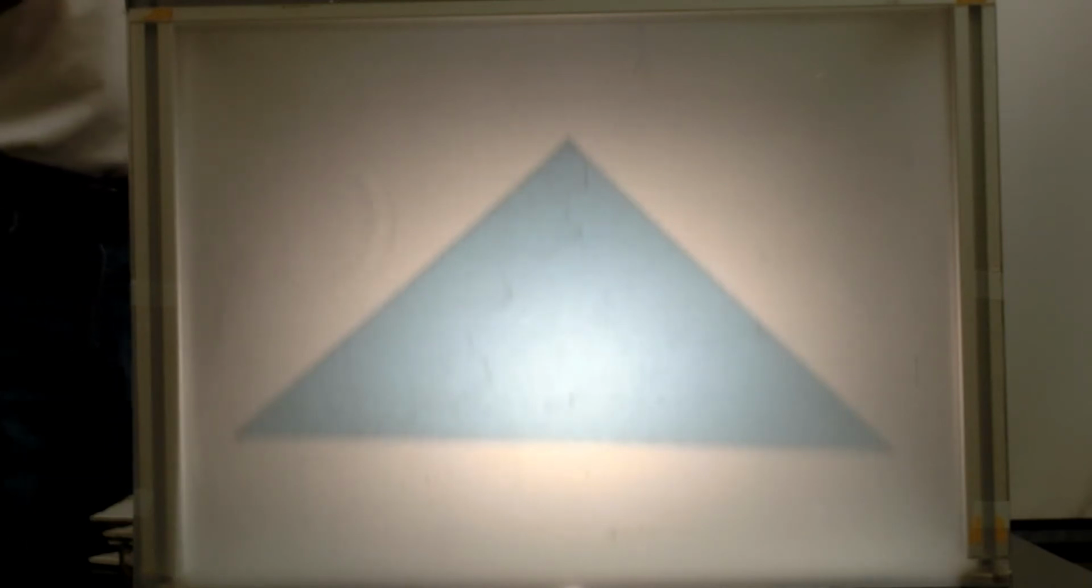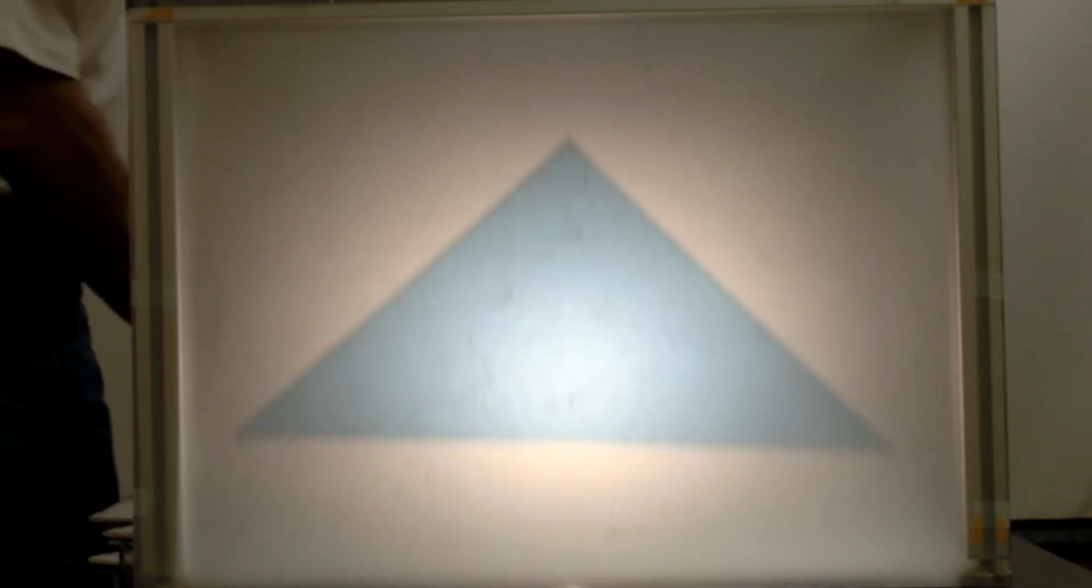So refraction is defined to be the change of direction of a wave as it passes into a new medium obliquely, which means at an angle, and it changes speed. So if a wave goes into a new medium at an angle and changes speed, it will refract somewhat.